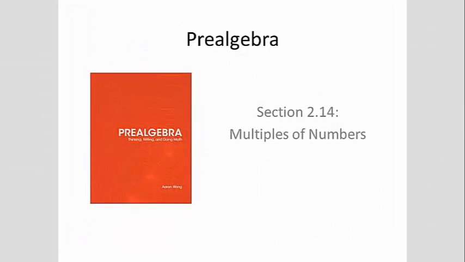The multiples of a number are the values you get when you add the number to itself multiple times. For example, the first few multiples of 6 are 6, 12, 18, 24, 30, and 36. This list can continue as long as you want.